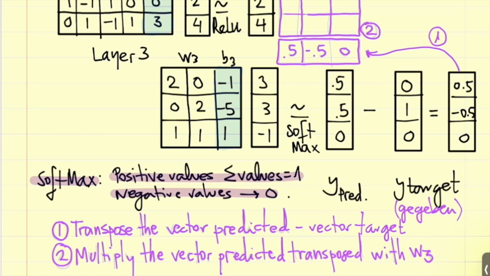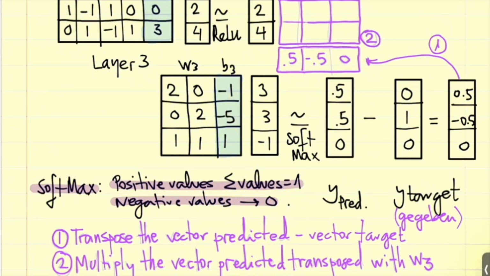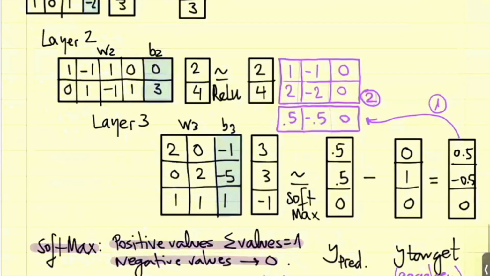So, the idea here is the following. The thinking error was that I must multiply the predicted vector not with W3, but with the output of layer 2. This means the output of layer 2: I multiply 2 times 0.5, so I get 1. 2 times minus 0.5, I get minus 1. 2 times 0, 0. 4 times 0.5, 2. 4 times minus 0.5, minus 2. And 4 times 0, 0. Okay? So this is the second step.